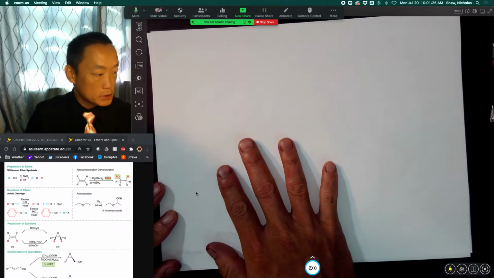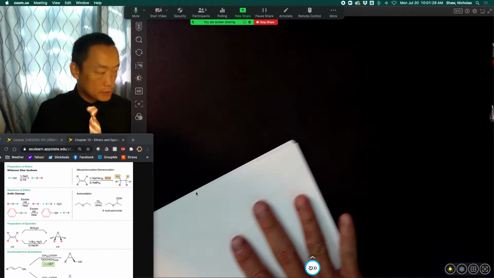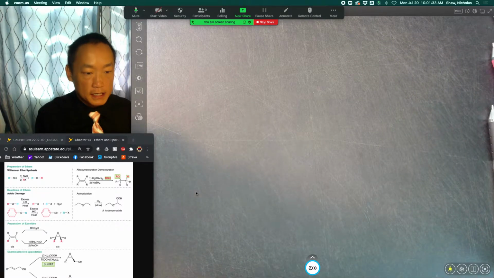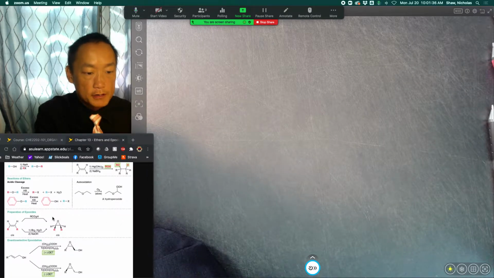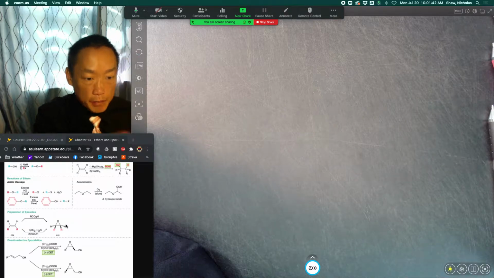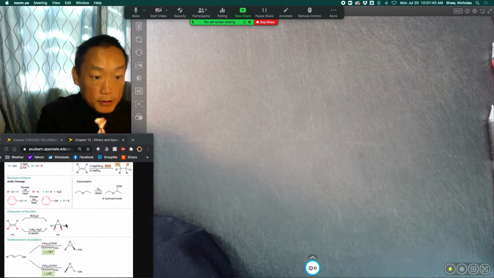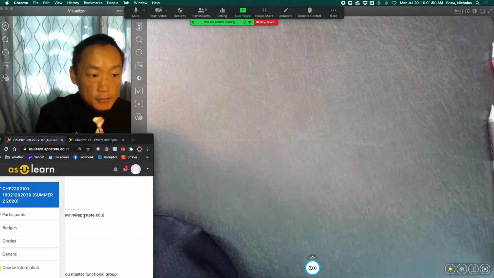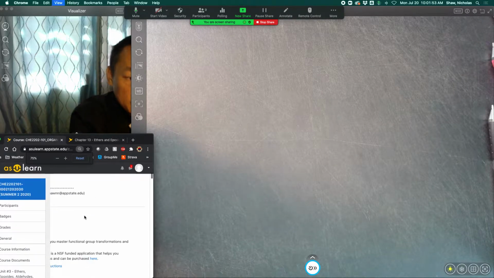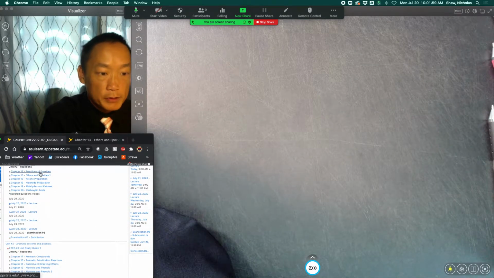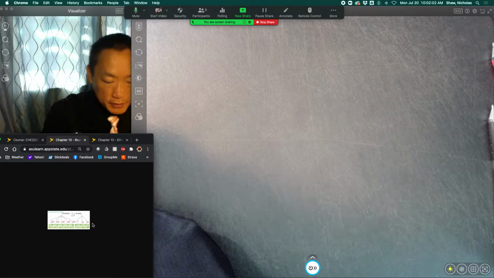Let's talk about epoxides, I guess, the next thing that we have to do. When we look at epoxides, we are looking at the reactions found right down here in preparations of epoxides. Then we're going to go into this section, and then we're going to jump into reactions of epoxides, which is all of these reactions.